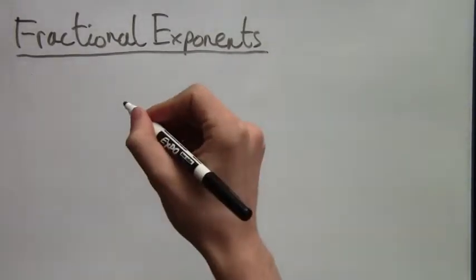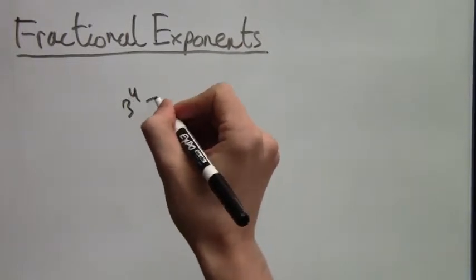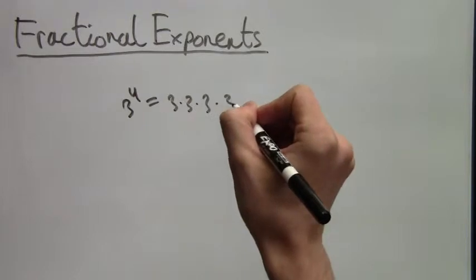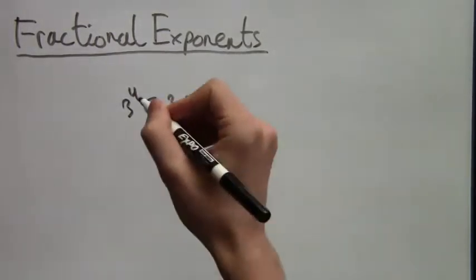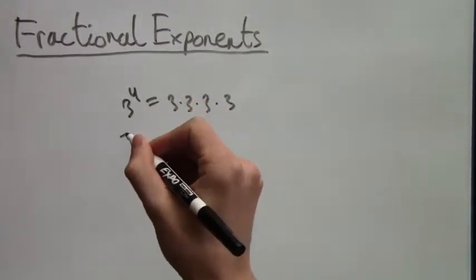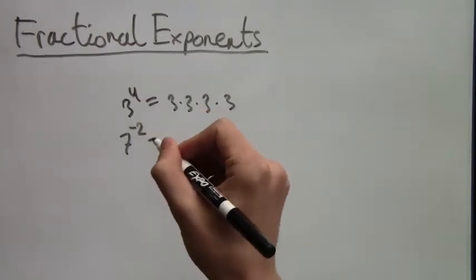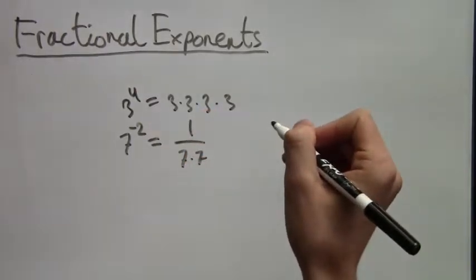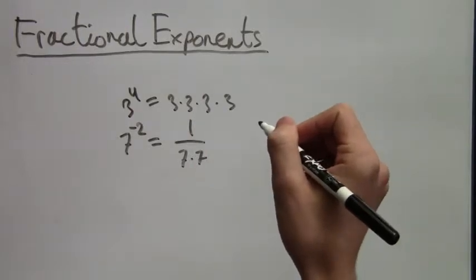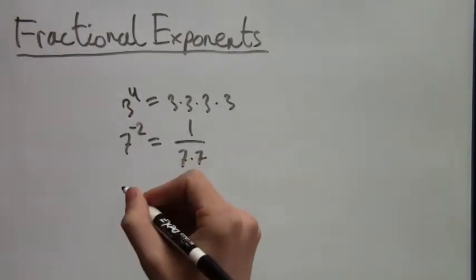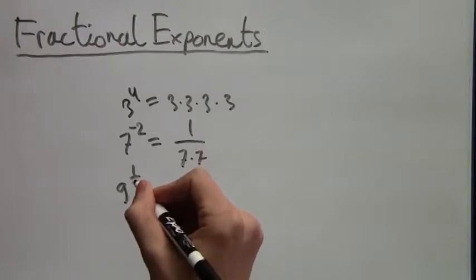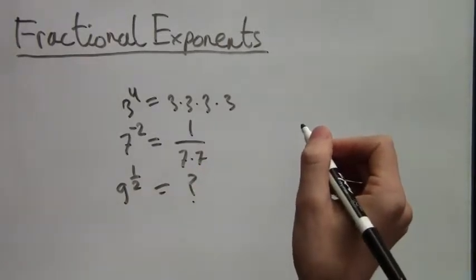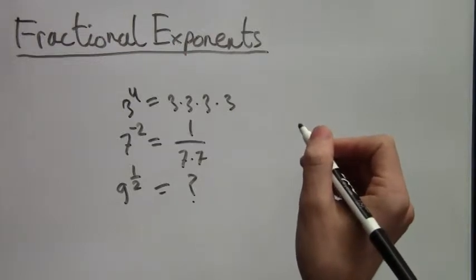So for example, we know that 3 to the fourth is just 3 times 3 times 3 times 3. 4 3's multiplied together. And even a negative exponent like -2, if we have 7 to the -2, it's 1 over 7 times 7, 2 sevens. But what happens if we have a fractional exponent? For example, 9 to the 1/2. What does a fractional exponent mean?